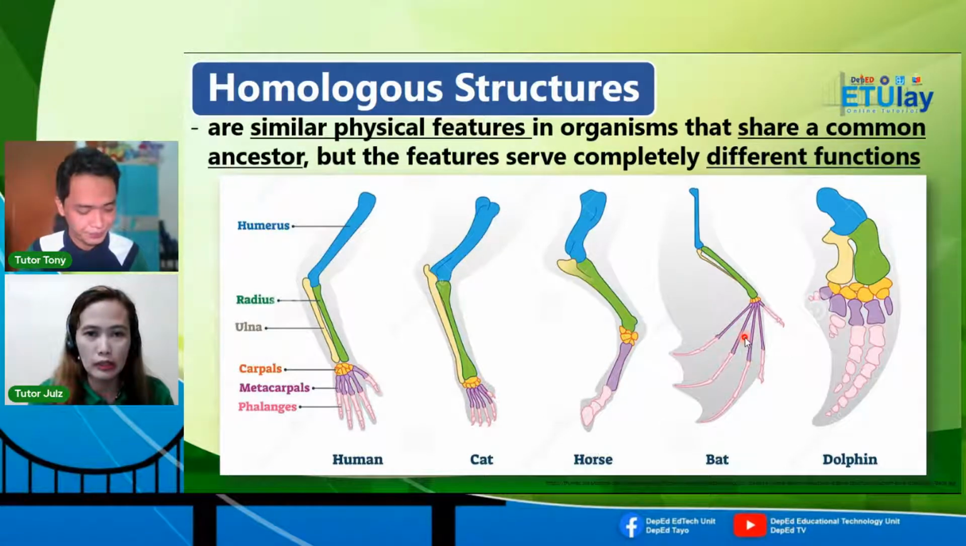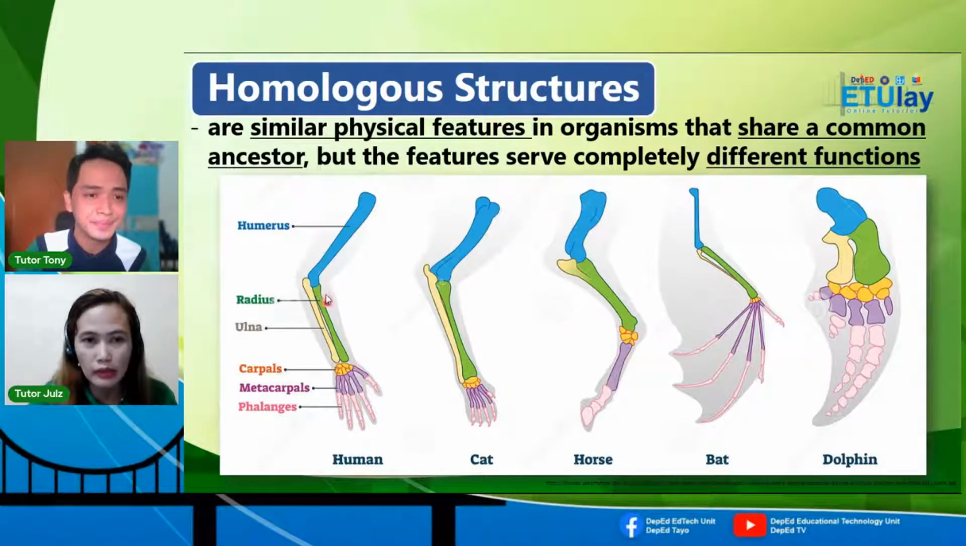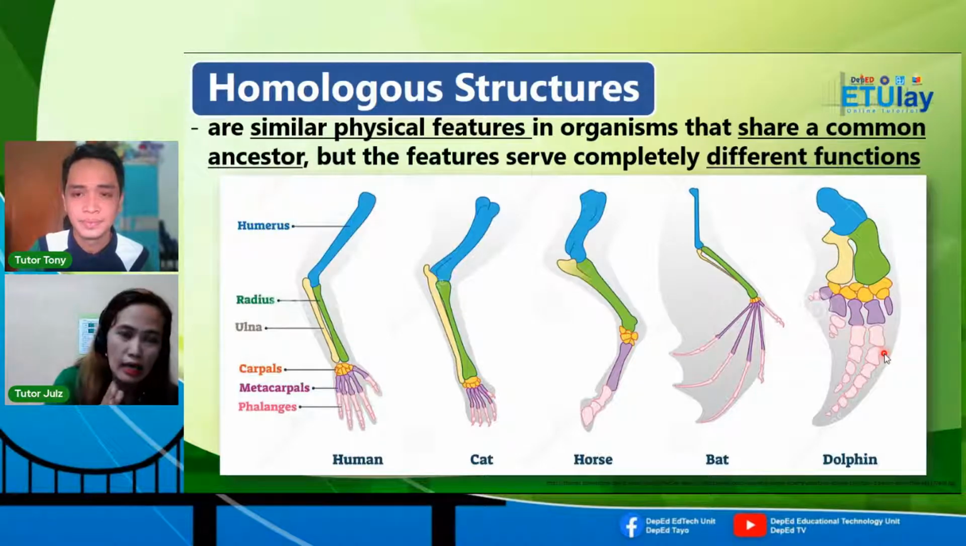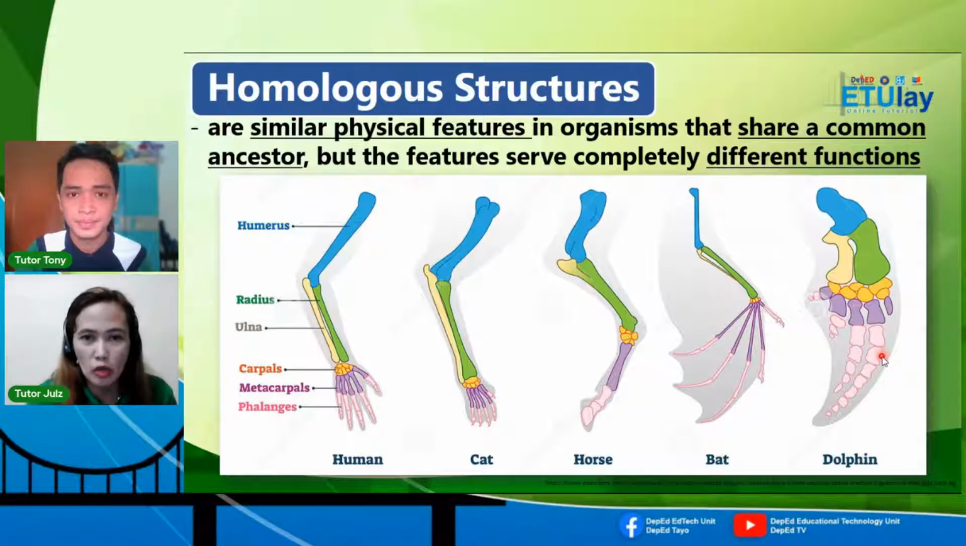So look at the illustration of the human arm, the cat, horse, bat, and dolphin. So when you look at it, they have common parts, similar physical features. So meron siyang humerus, yung color blue, and then yung radius, green, and then yung ulna, the carpals, metacarpals, and the phalanges. So they are the same, may similarities sa kanilang physical features, kasi they share a common ancestor. Galing sila sa common ancestor. But the features serve completely different functions.